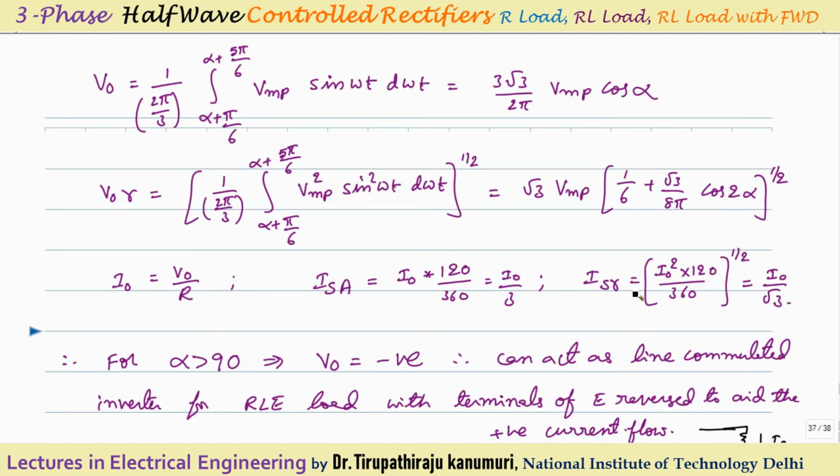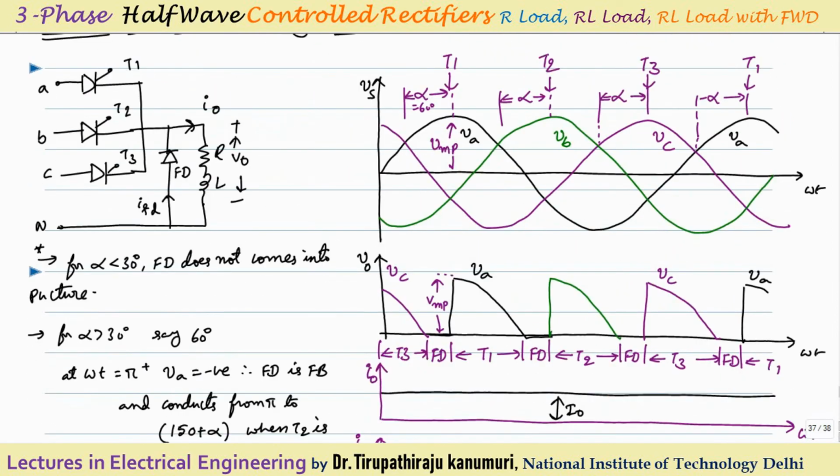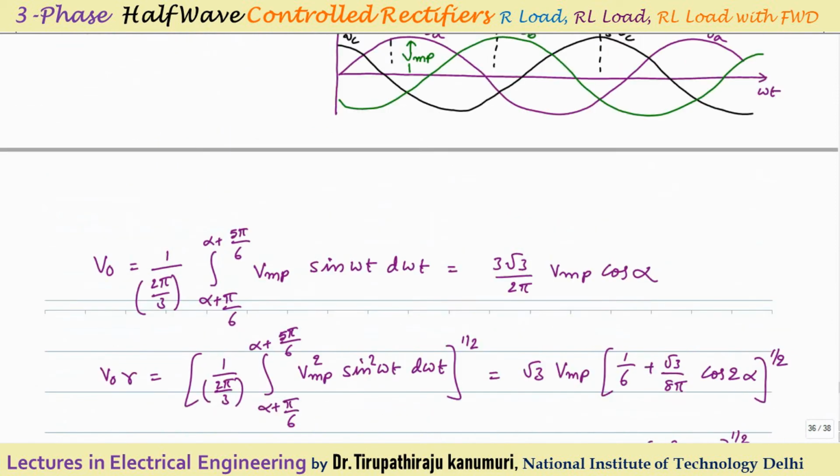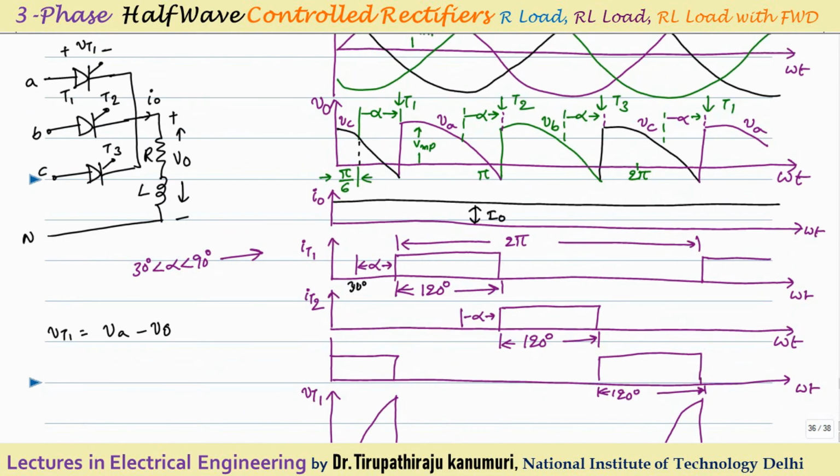Now coming to the RMS value, again out of 360 degrees it is conducting for 120 degrees. So I have to take 1 by 2 pi integration, for a duration of 120 degrees, of I0 square d omega t. When you substitute it, you will get I0 divided by root 3. Now coming to the RL load with the freewheeling diode.